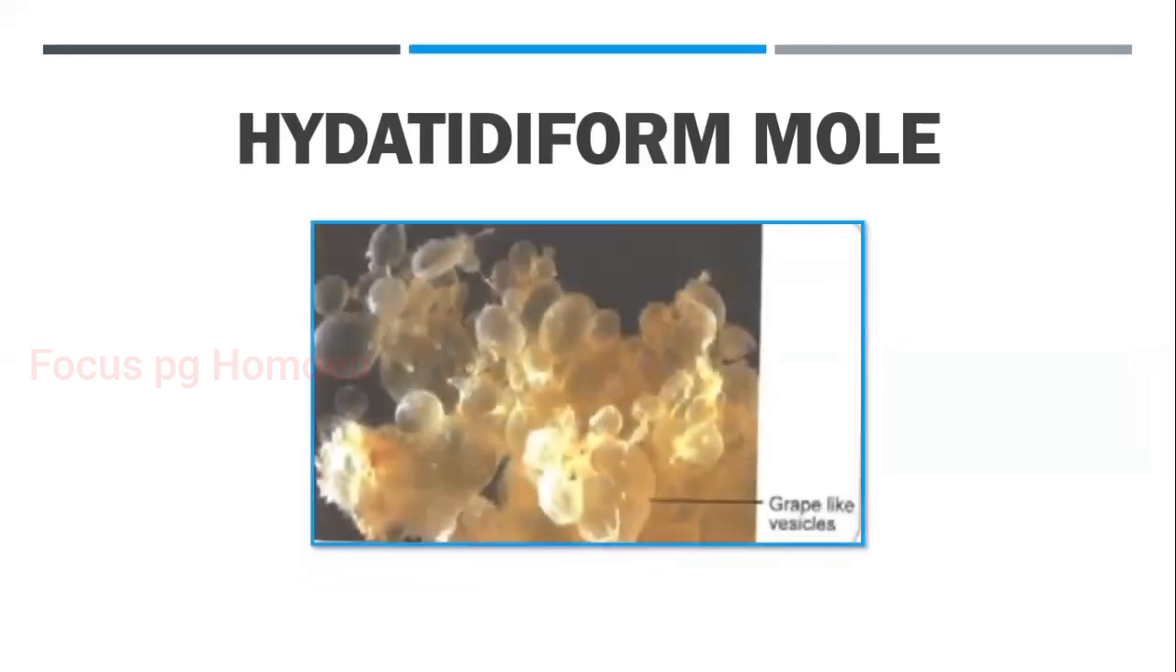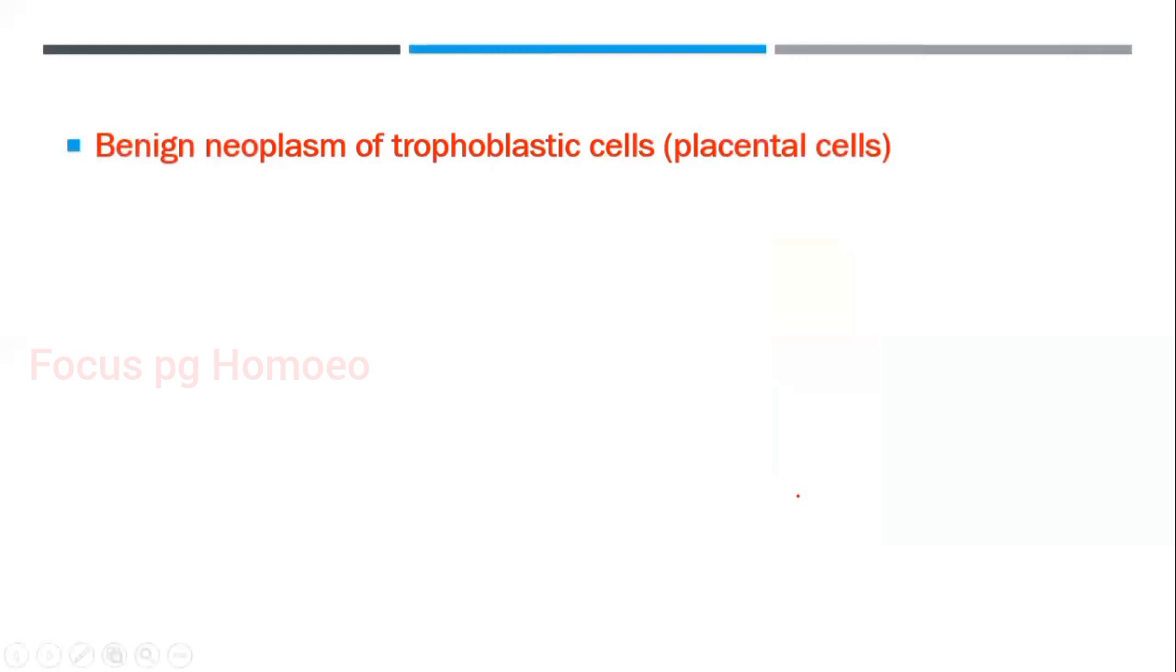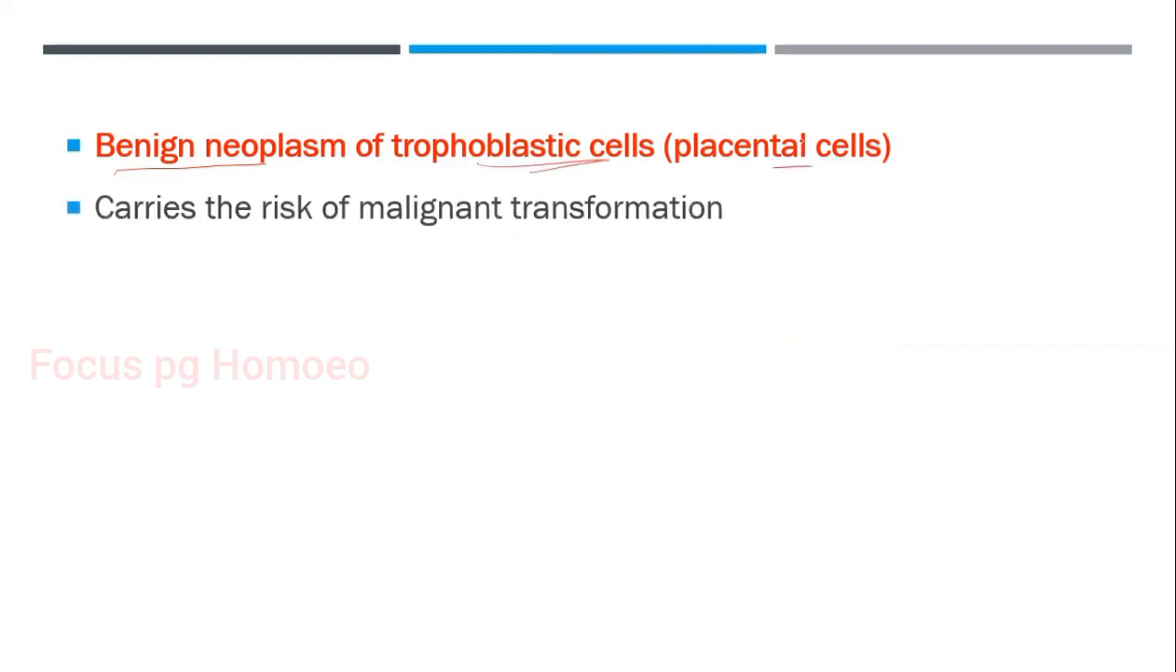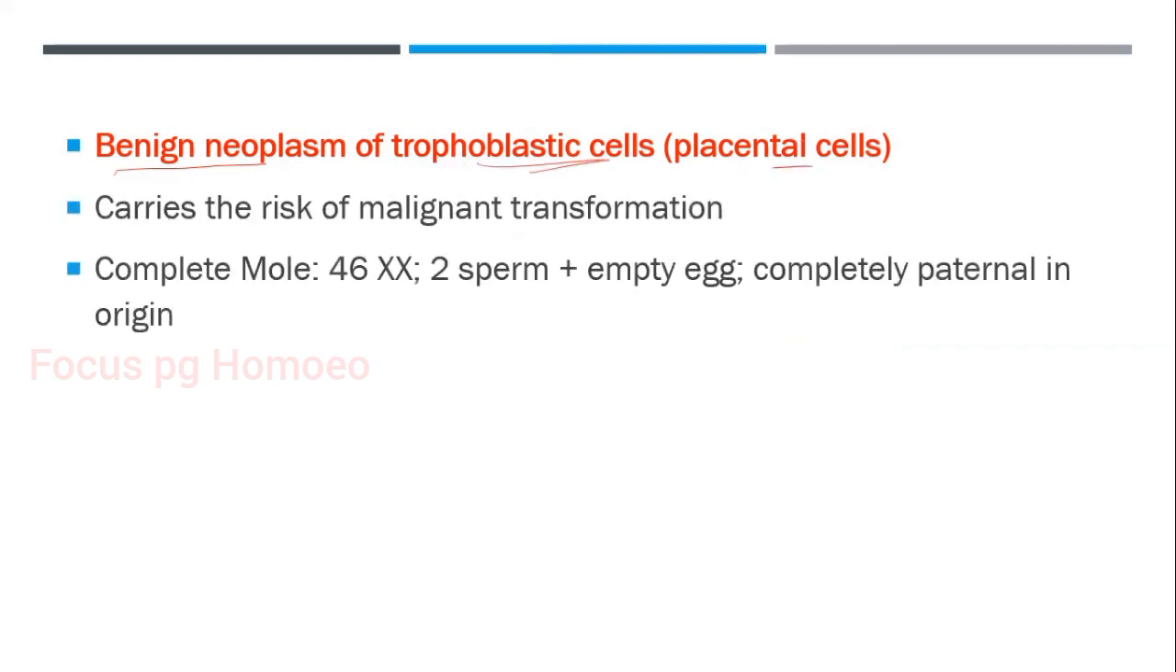Next, hydatidiform mole. Here I just want to show the picture. Here you can see grape-like vesicles. So this is called grape-like vesicles. Hydatidiform mole is a benign neoplasm. It is not malignant, but it is capable of transforming into a malignant condition. It is a neoplasm of trophoblastic cells or placental cells, so it carries the risk of malignant transformation.